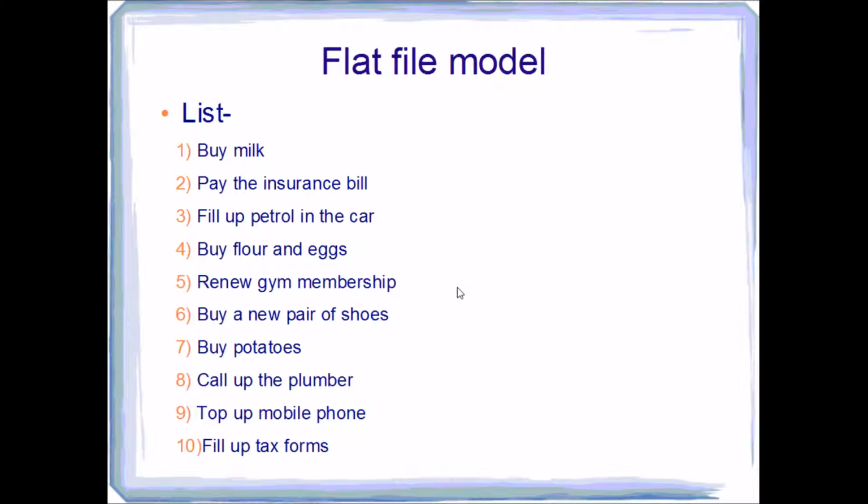That is, there is no relationship between different sets of records. Now, what are the problems with this format? As we can see, there is no link between individual points. So when Jane goes out to buy milk, she'll have to search the entire list to see if there's anything else that she can get in the supermarket.